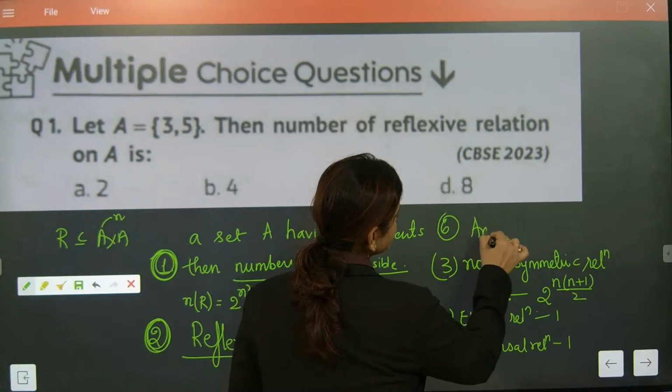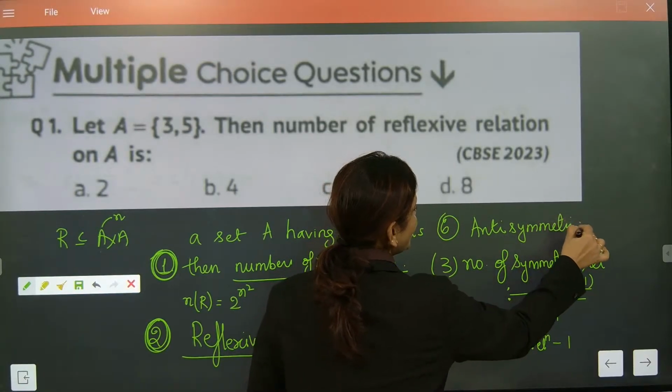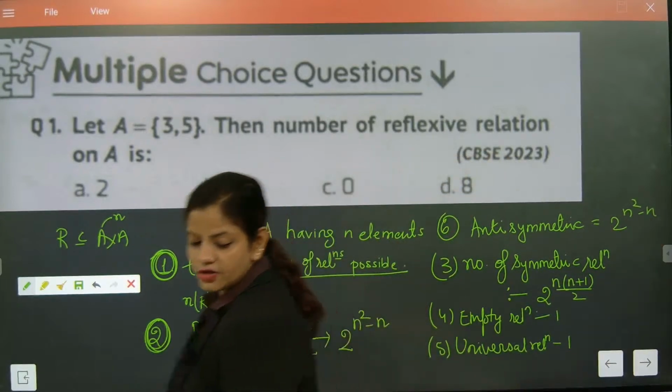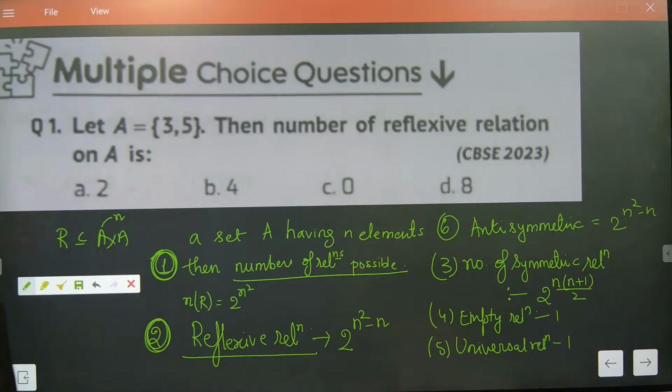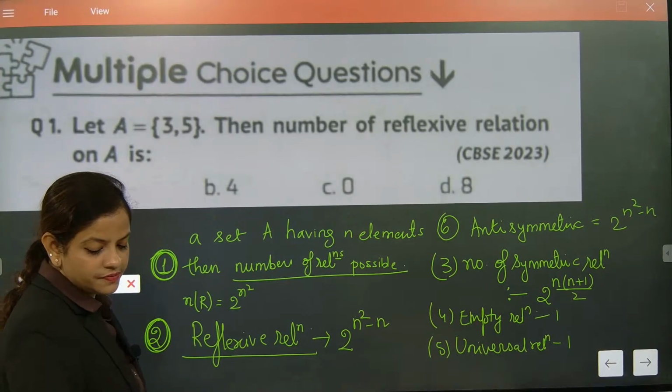Antisymmetric relations. If you are writing any competition exam, the number of antisymmetric relations is 2 to the power n square minus n, same as that of reflexive relation.